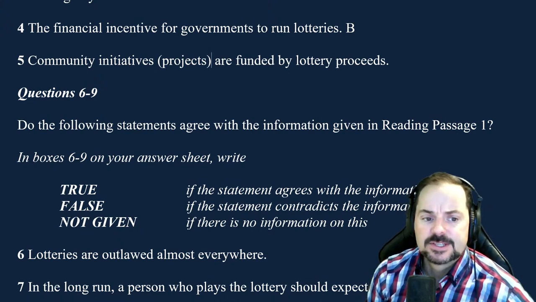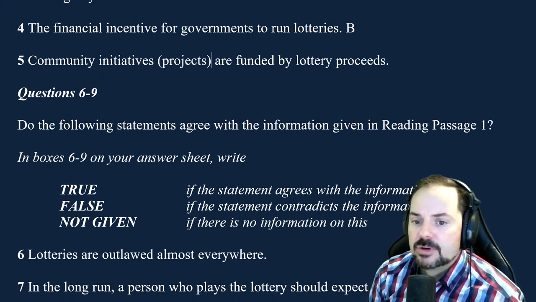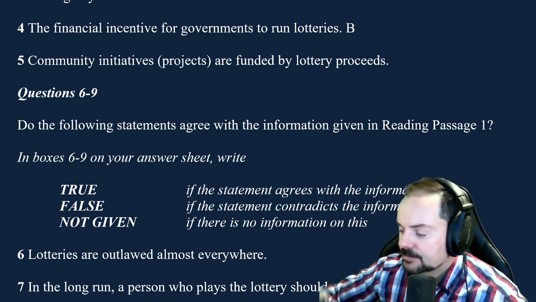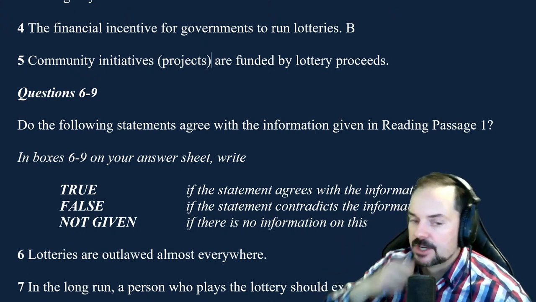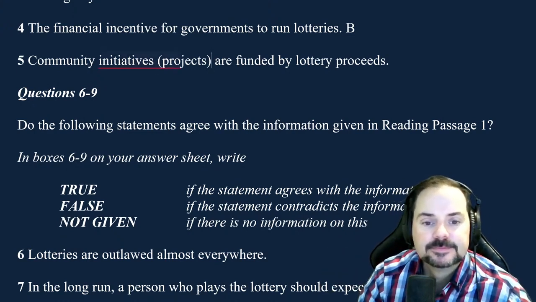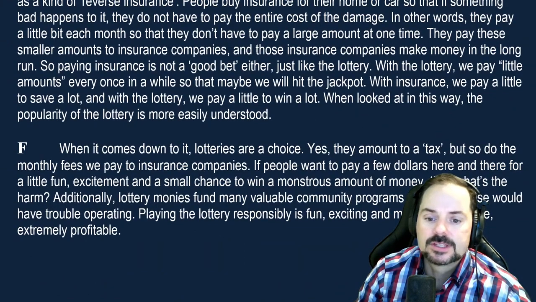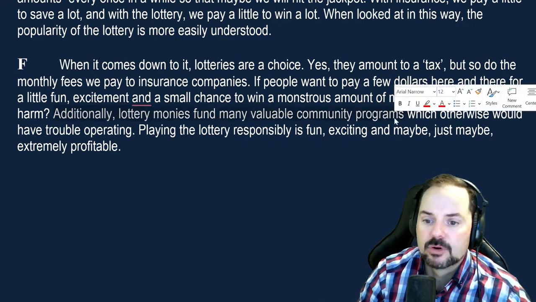Okay, where is this going on? So number 5, community initiatives, projects are funded by lottery proceeds. Where do we see that information? We don't have the best connection. Sarah, can you say that again? I said it's gonna be in the end, like E or F. Yeah, so somewhere maybe in the conclusion, and it says that. So it says here in the conclusion, additionally, lottery monies fund many valuable community programs.